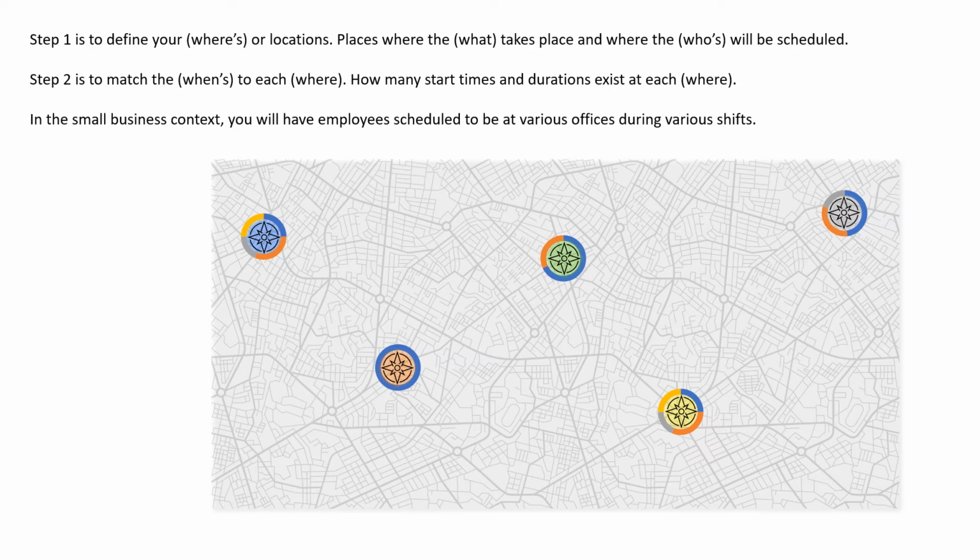Step 2, we're going to match the whens to each where. So employees in an office are going to be working on shifts probably. First shift, second shift, third shift. Some of the offices, some of the wheres are going to have all 3 shifts. Some are just going to have 1 shift. Some are going to have 2 shifts. You get the idea. You can be creative here. Sports teams that are playing on different fields across the city. Each field may have a start time of 9 a.m. and then 11 a.m. and then 1 p.m. Or maybe there's just one time per day. You get creative.